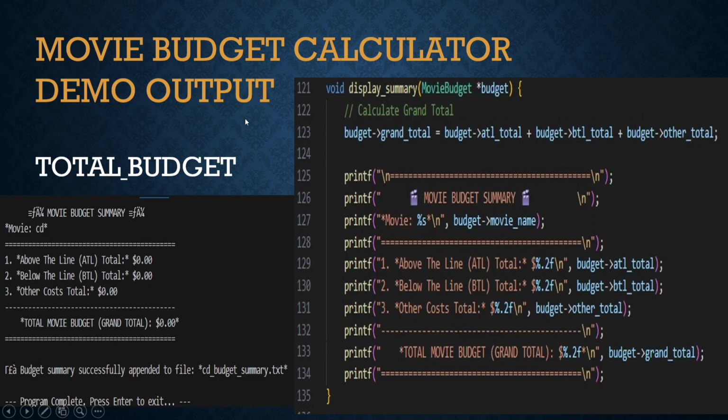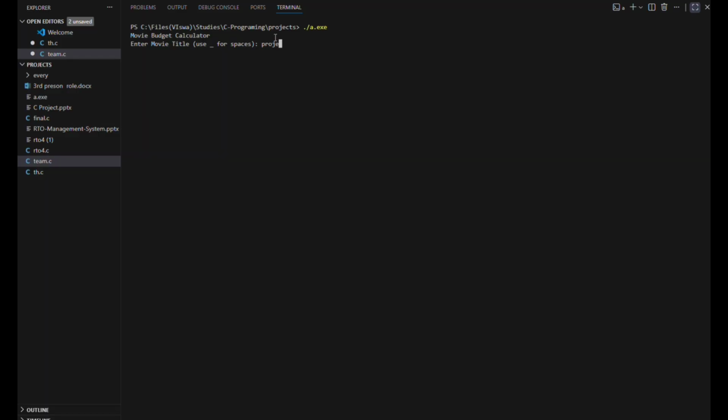Now, we are going to see the total budget of our movie budget creation project. This includes the addition of above the line total costs, below the line total costs, and other costs total. For example, here the user gave 0 for all the three, and the total movie budget is 0. This is the output of our code, where we give all the costs as $100 as an example for the movie budget.